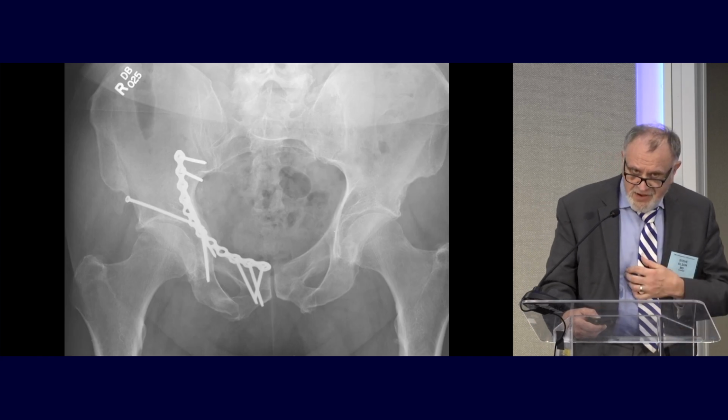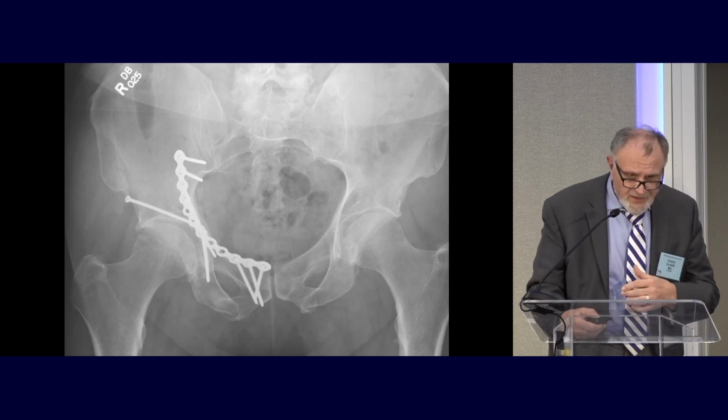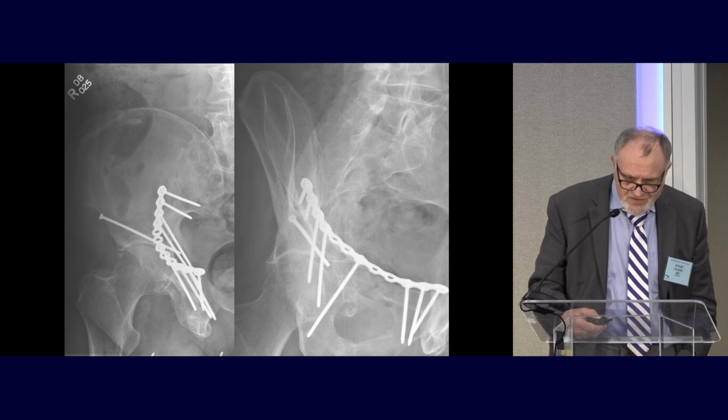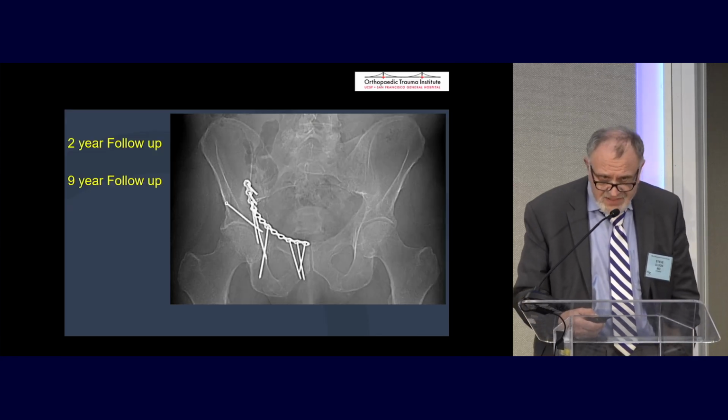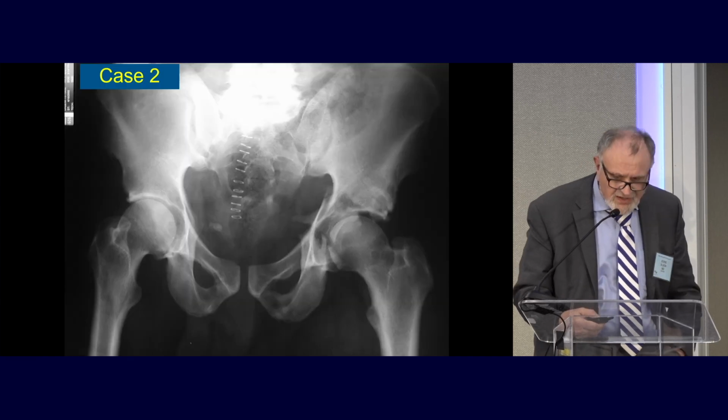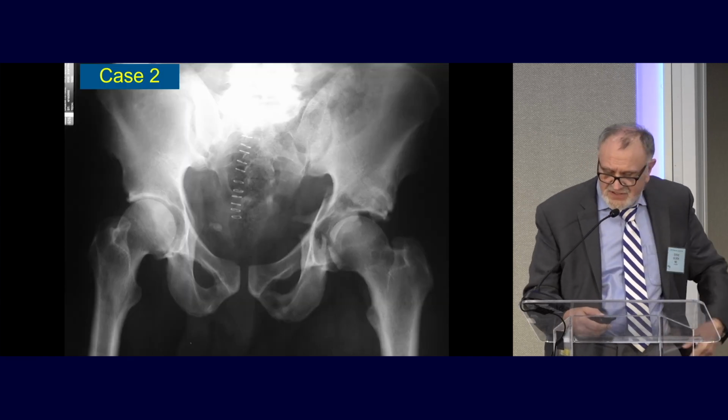In my case, in ilioinguinal, I think the younger guys would do a Stoppa. We're able to get a reasonable reduction for this fella at 66. This is a 2-year outcome. That's a 9-year outcome. So he's done pretty well over the years. So I think there's a reason to think about fixing those.